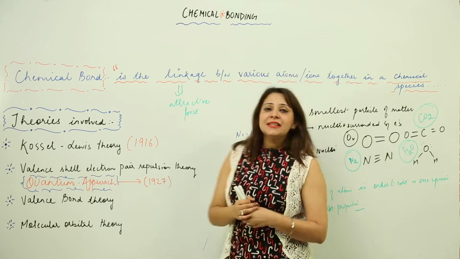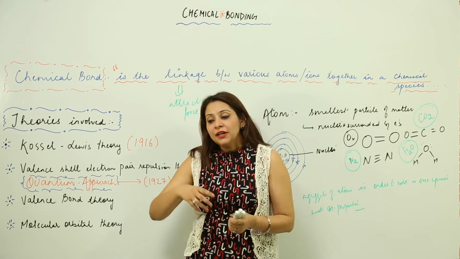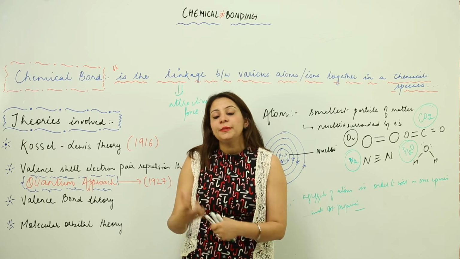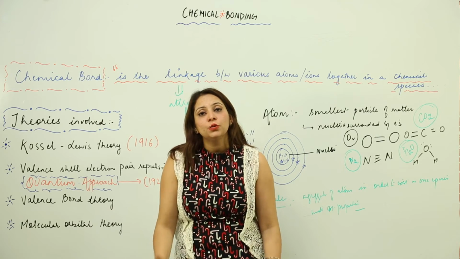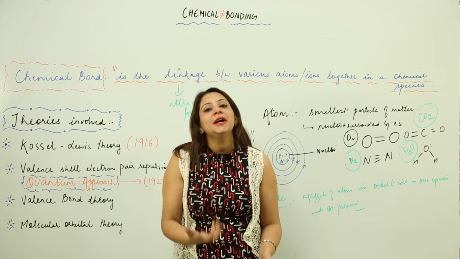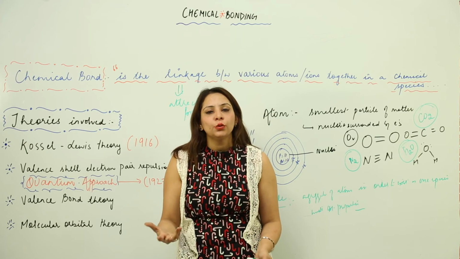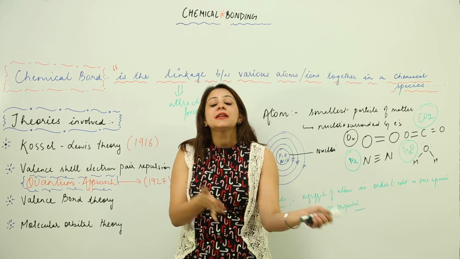Now the reason is that many scientists, when they came to know about the chemical bond, were looking for answers to many questions. Why do atoms combine? What is the need that oxygen does not exist as O, but rather exists as O2? What is the reason behind that? Why does it exist as O2, why not O? Or why can nitrogen not exist as N, why does it exist as N2?